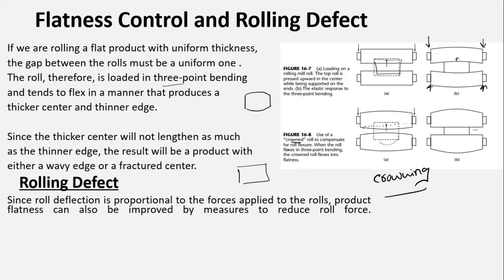We can crown the rolls to compensate for the roll flexure, or the bending of the rolls, and thereby avoid this defect in our final product. Since the roll deflection is proportional to the force applied to the rolls, product flatness can also be improved by measures to reduce the roll force. So one way to reduce this defect is by crowning.